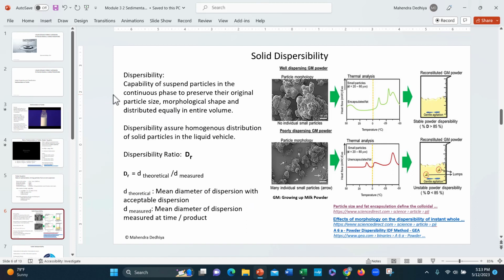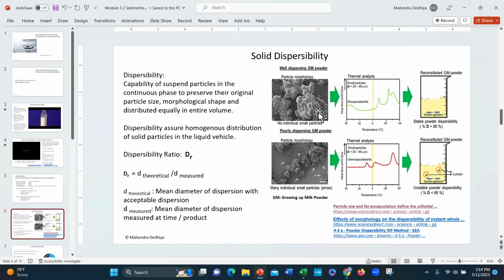Suspension can be redispersed if they are flocculated. If they are deflocculated, they are difficult to redisperse. Dispersibility is the capability of suspended particles in the continuous phase in the suspension to return back to their original particle size, shape, and distribution. And dispersibility ratio, DR, is the theoretical diameter of a dispersion that's acceptable versus the diameter that's measured at any given time.